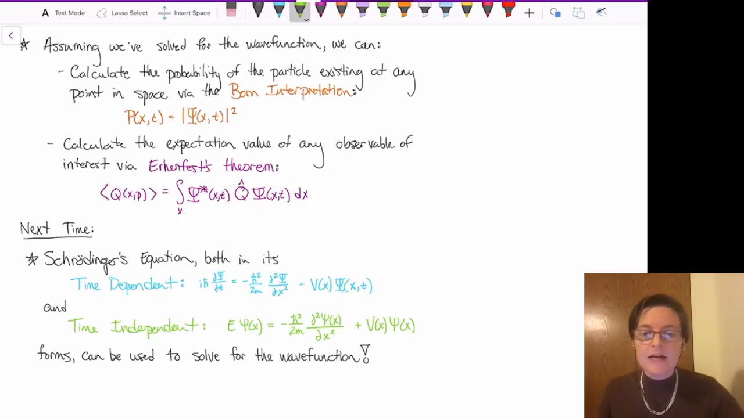And like I said, next time where we're going to go is to talk about the Schrodinger equation in both its time-dependent and time-independent forms and talk about how we can use that equation to solve for the wave function and then actually do some really interesting chemistry.